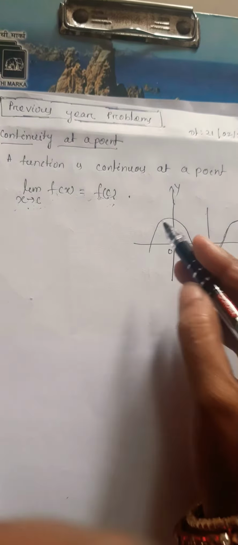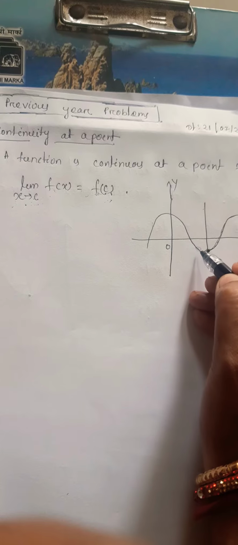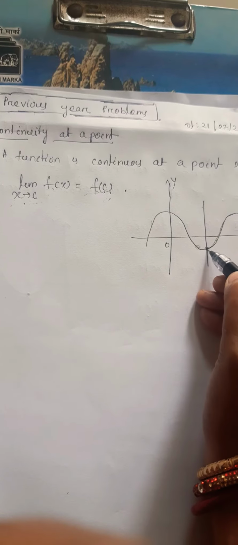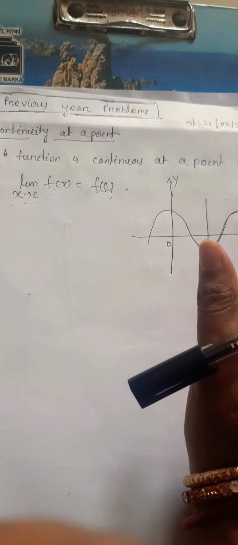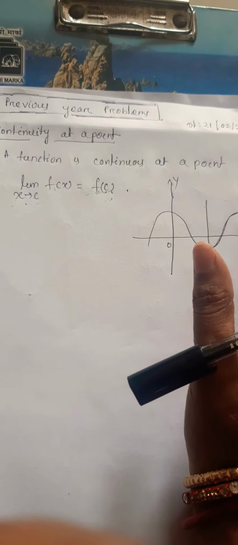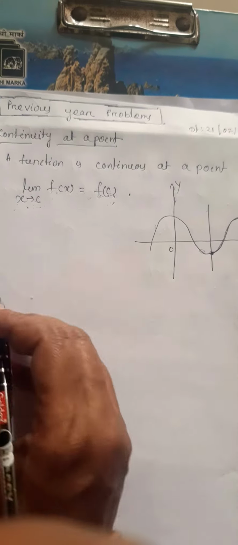In simple meaning, the continuity of a function at a given point means that while drawing the curve of that function through that point, you do not have to lift the pen. You can draw that graph through that point without lifting the pen.